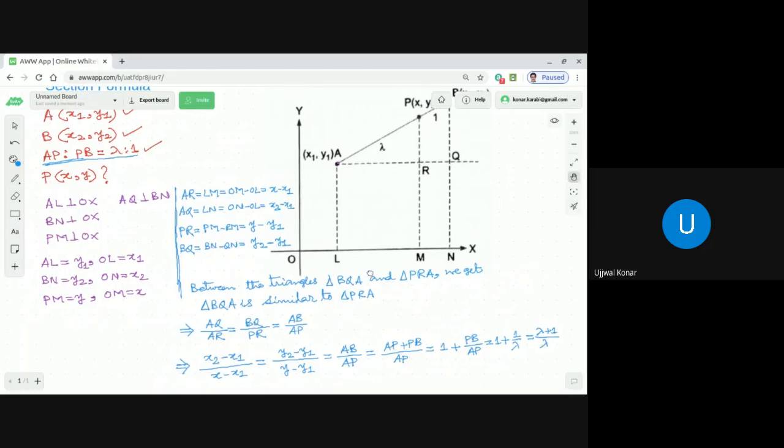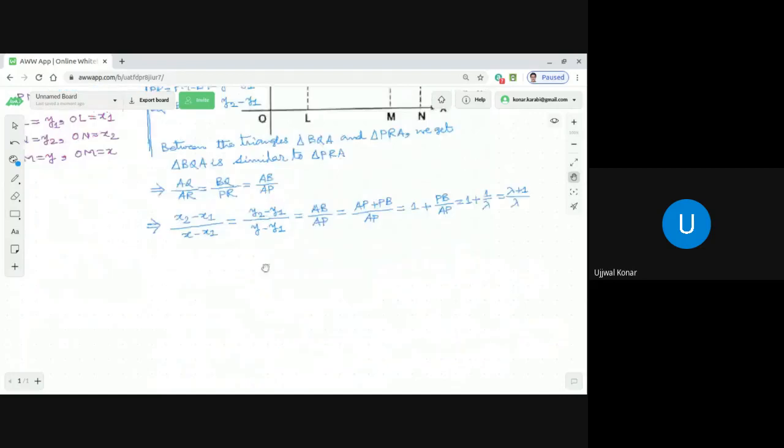Now, from here only, we are going to make the other derivations. So, dear students, what we get is that (x2 minus x1) by (x minus x1) is equal to lambda plus 1 by lambda. Correct or not? So, what we can write from here is that (x2 minus x1) divided by (x minus x1) is equal to lambda plus 1 by lambda, and (y2 minus y1) divided by (y minus y1) is equal to lambda plus 1 by lambda. I hope it is absolutely clear.